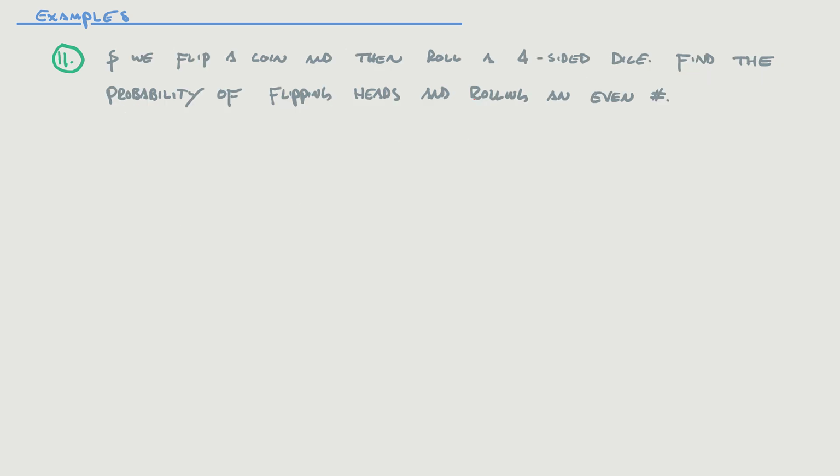Example number 2. Suppose that we flip a coin and then we roll a 4-sided dice. Find the probability of flipping heads and rolling an even number. Okay, so again, what I want to do is figure out what the sample space is for this. If we say that we flip the coin first and then roll the dice, then when we're drawing our tree diagram, we would start off with just 2 possibilities. You flip the coin, you either get heads or you get tails.